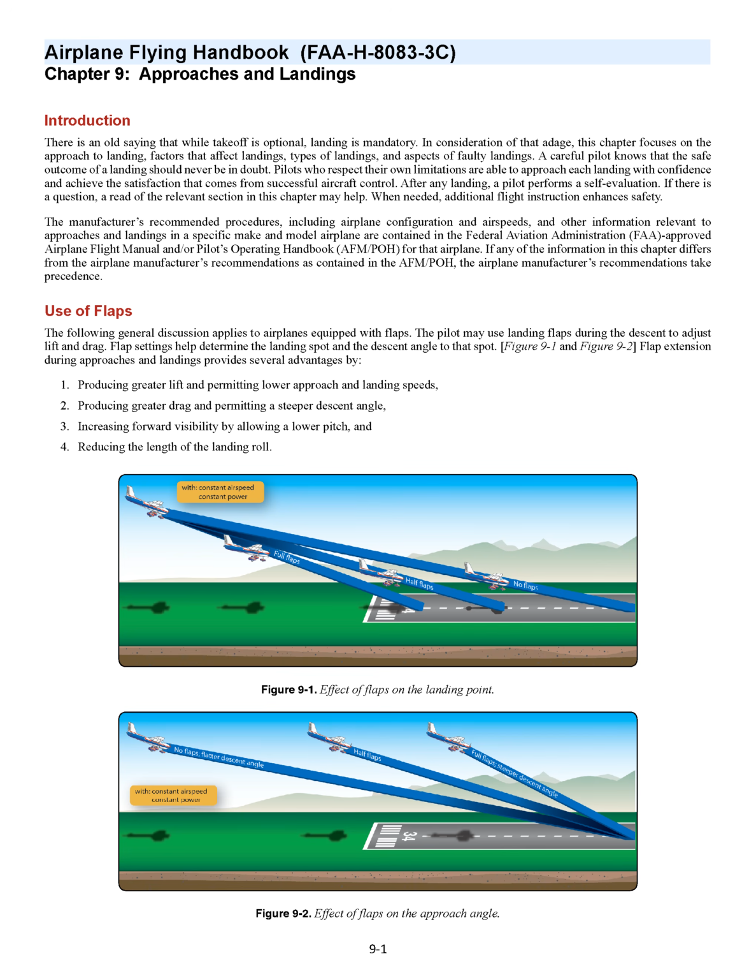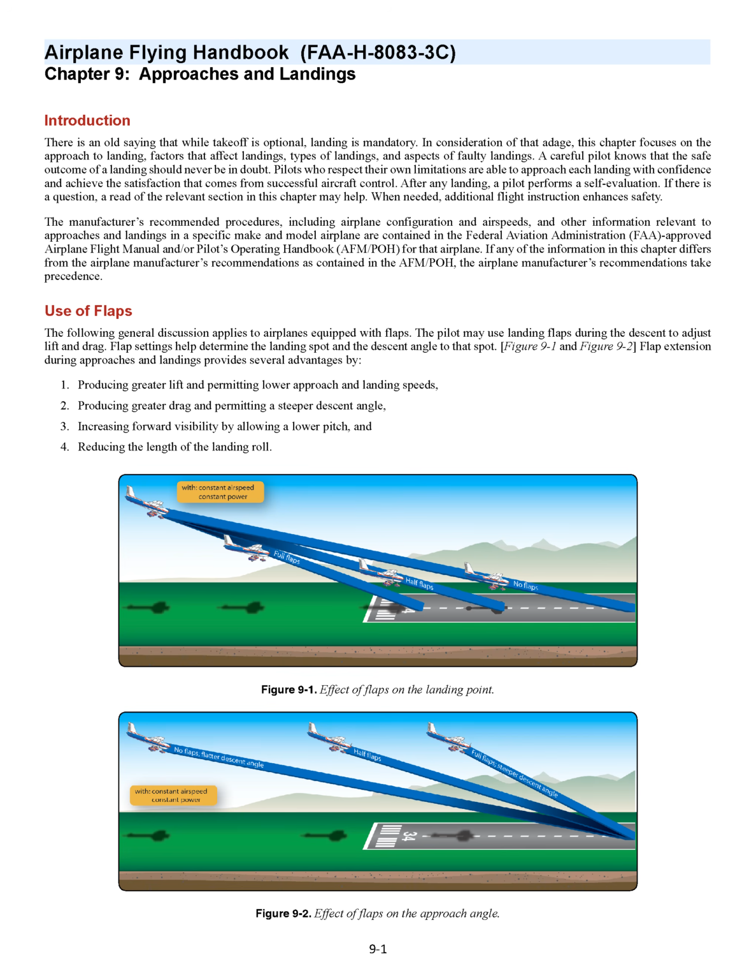The manufacturer's recommended procedures, including airplane configuration and airspeeds, and other information relevant to approaches and landings in a specific make and model airplane are contained in the Federal Aviation Administration (FAA)-approved Airplane Flight Manual and/or Pilot's Operating Handbook (AFM/POH) for that airplane. If any of the information in this chapter differs from the airplane manufacturer's recommendations as contained in the AFM/POH, the airplane manufacturer's recommendations take precedence.